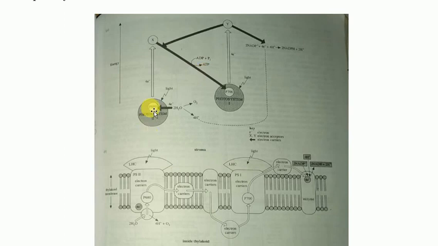Now this is non-cyclic photophosphorylation. Electrons ejected from here are received by X and fall to photosystem 1. Electrons ejected from here are received by Y, and then they go to reduce NADP. As you can see here, 2 NADP plus 4 electrons plus hydrogen reduces the NADP. The hydrogen comes from water, and the oxygen is released as a byproduct.